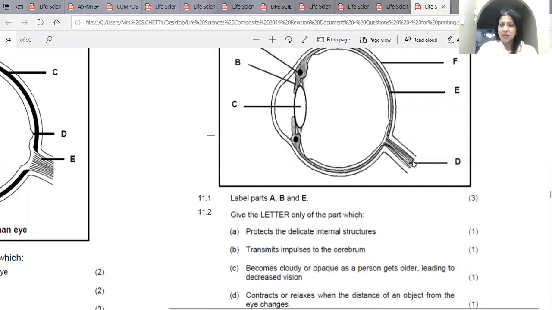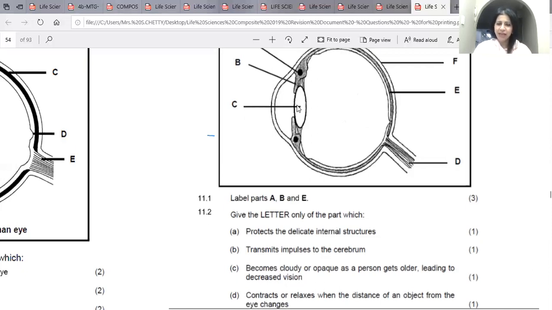Transmits impulses to the cerebrum, that's D. Becomes cloudy or opaque as a person gets older. Now, these are some of the problems and defects that you could have with your eye, which I'll be talking about as I go through this. Where a part of the eye becomes opaque as a person gets older, leading to decreased vision, in some cases absolute blindness, that is C, the lens. And this cloudiness of the lens is regarded as having a cataract.